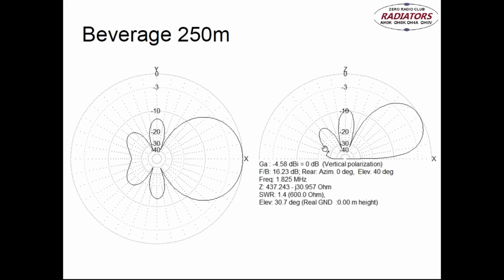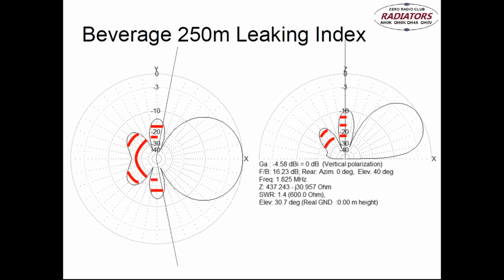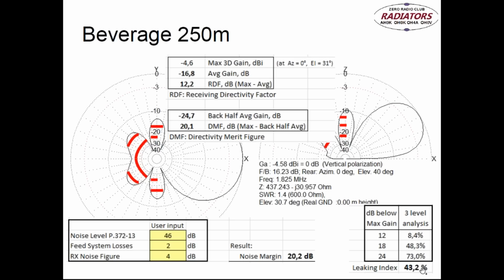Then let's look at a longer beverage. So this leaks a lot from sides. This leaks a lot from rear, but now look at it again. There's no third. So this leaks at -18 and -24 decibel levels only, and this leaks upwards at this -12 dB level. So the leaking index drops 7% units. This is a big drop when the percentage is getting this low. So this is almost clear on the -12 dB level.